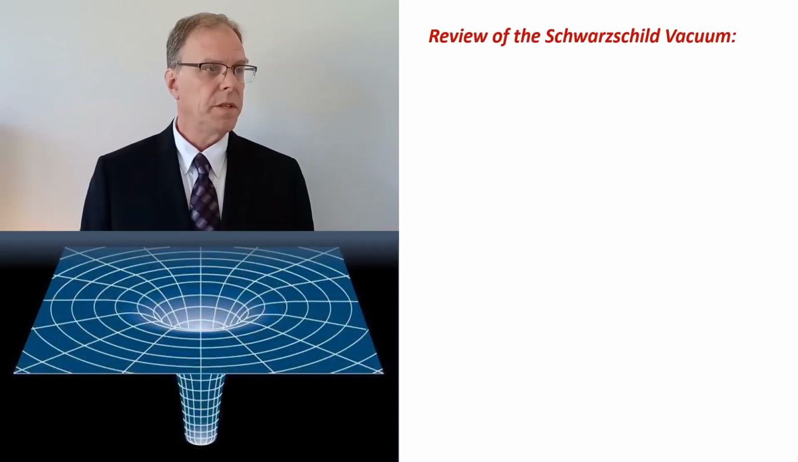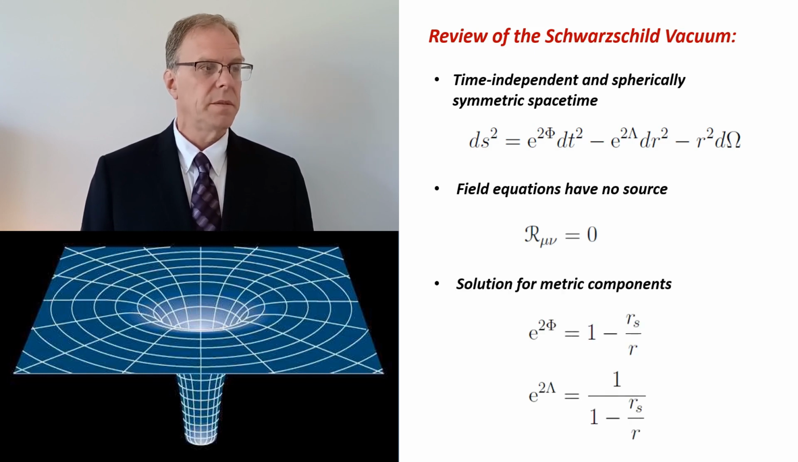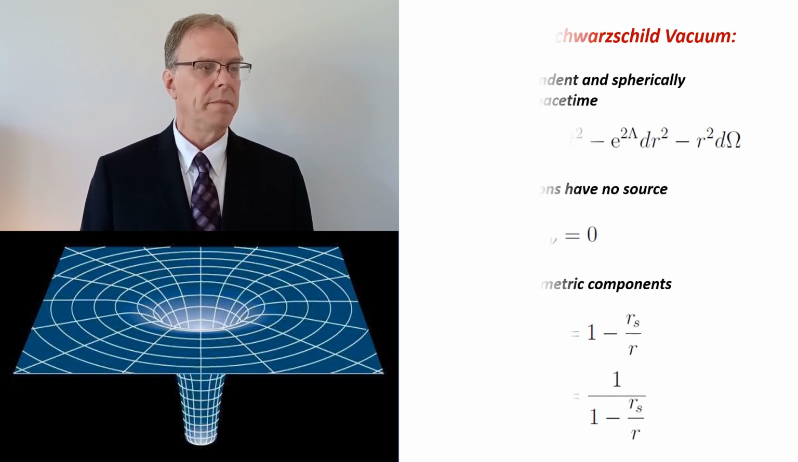This problem assumes a static space-time with spherical symmetry, implying the line element given by this formula. Without the source, the problem is solved by setting the Ricci tensor to 0, leading to components of the metric given by these two formulas. Now let's solve this problem again with a field of dark radiation traveling through the space-time.